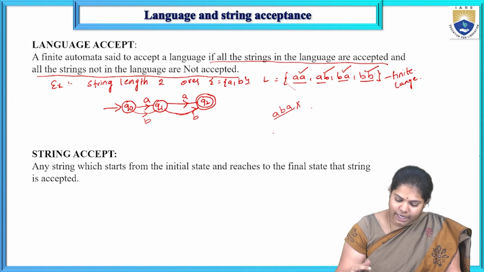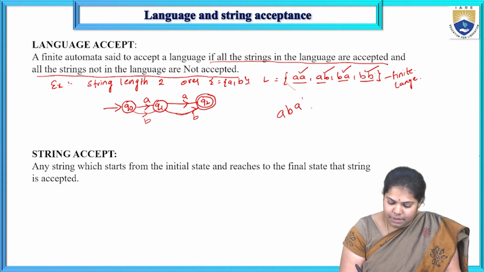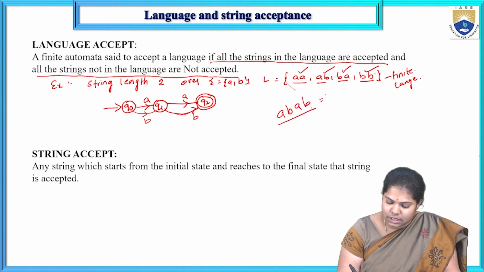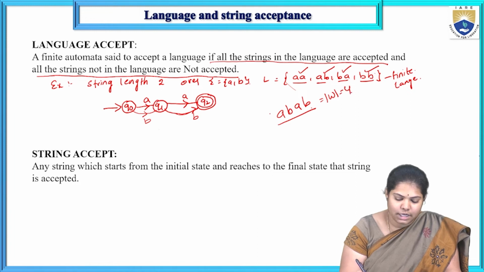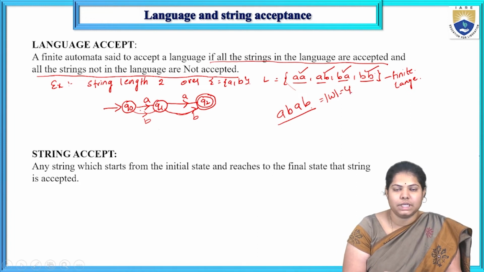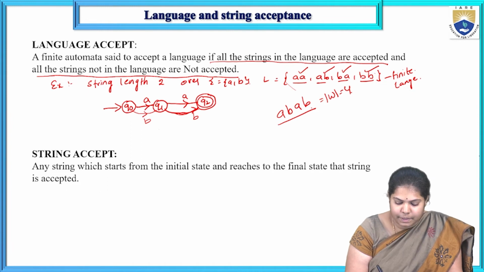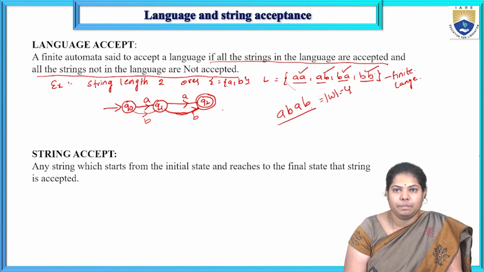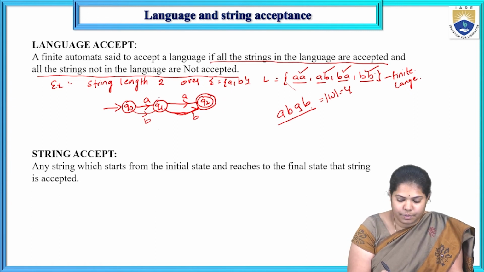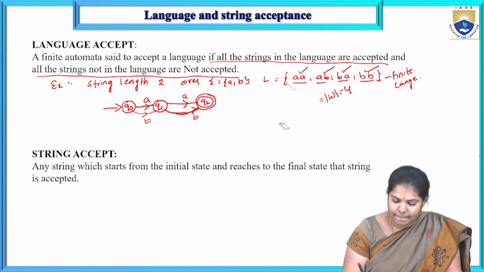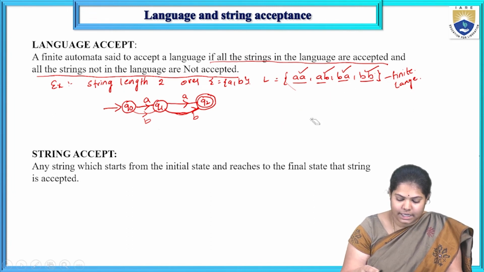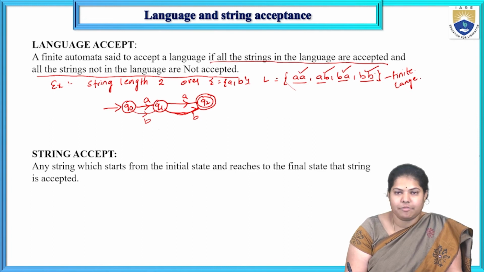If I take a string called ABAB, what is the string length of this? The string length is equal to 4. It should not be accepted in this particular automata. After AB, I don't have any path to reach the next A. So before that, let us question itself: the language has all been accepted.